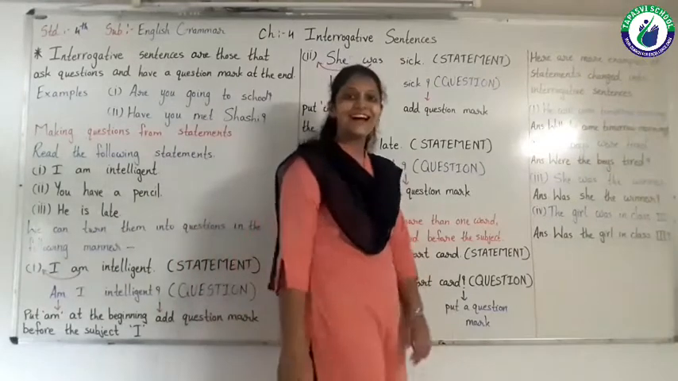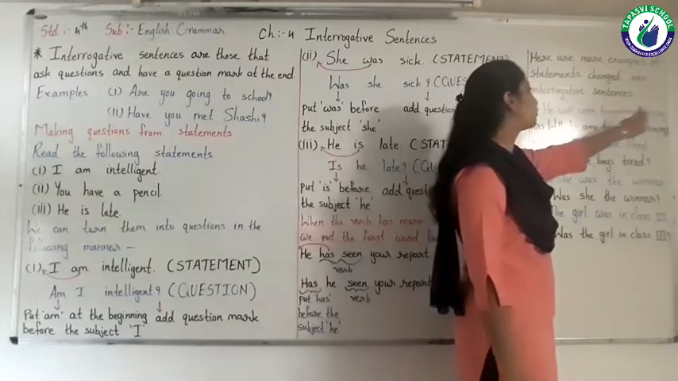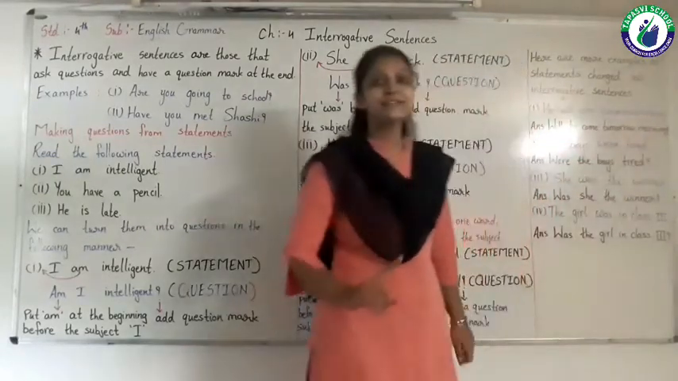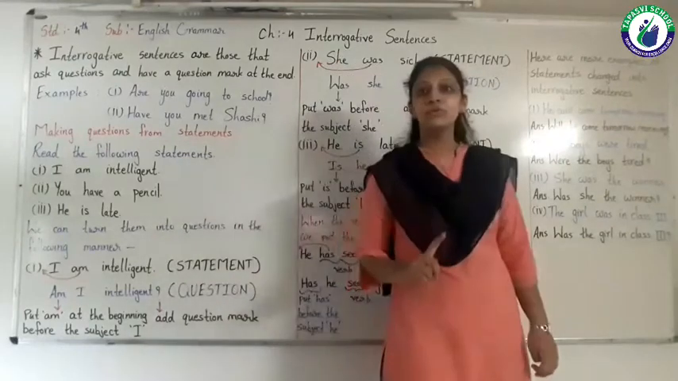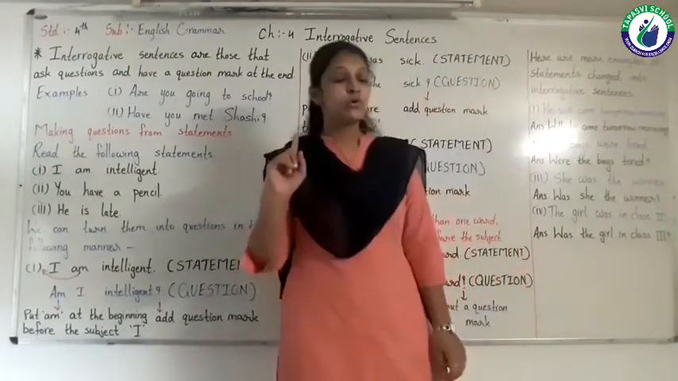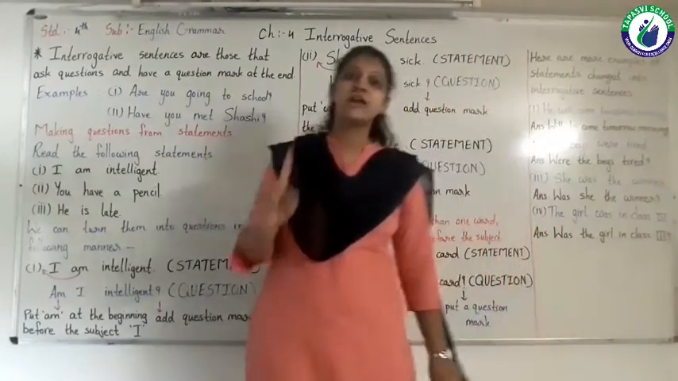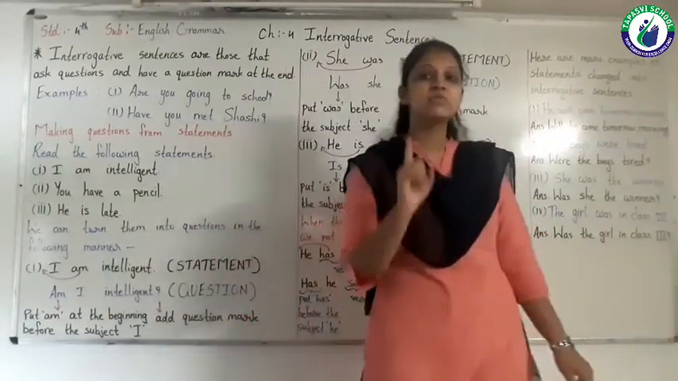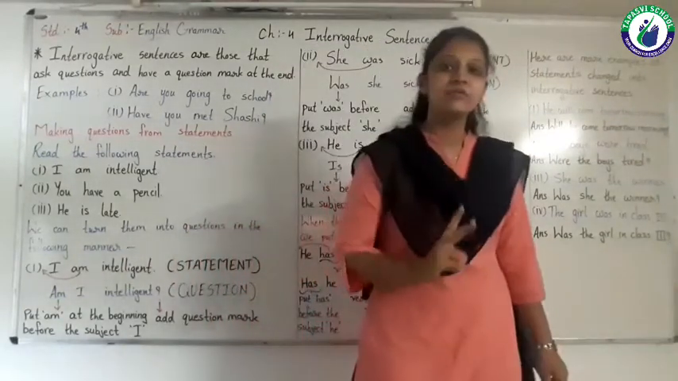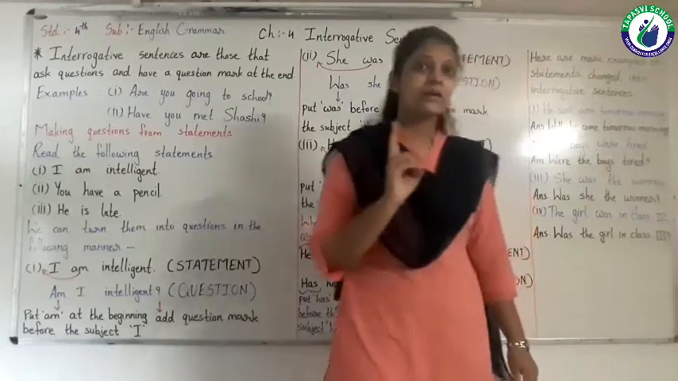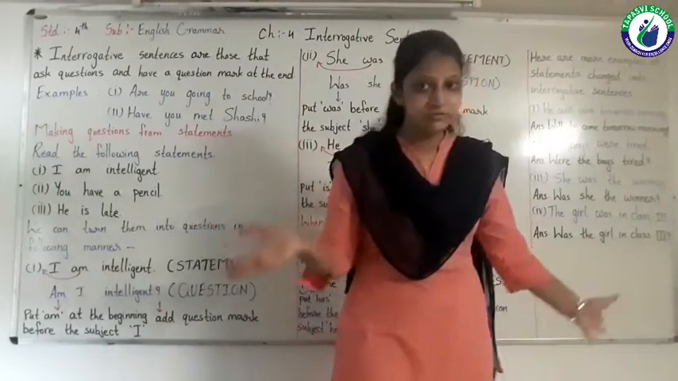Let's see example number 1. He will come tomorrow morning. The sentence is of statement. We have to change into interrogative sentence. So always you have to keep in your mind two things. In interrogative sentence, a sentence starts with a verb, and second thing, a sentence ends with a question mark. And also a sentence begins with a capital letter always.